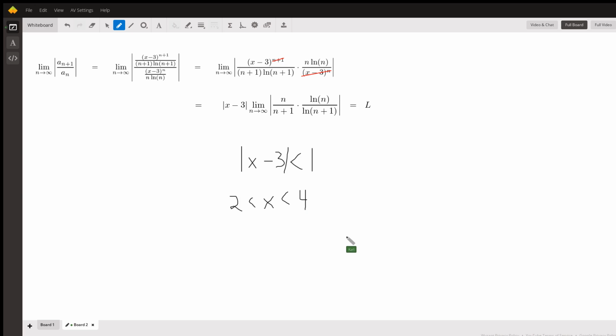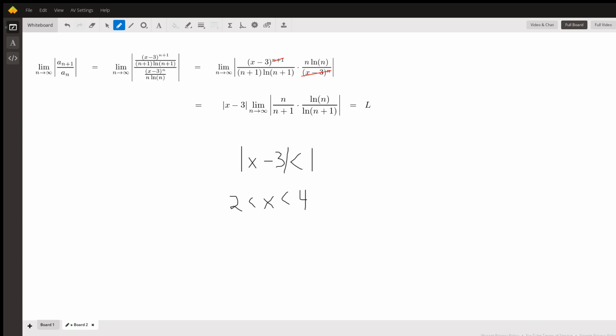Okay. The last thing to do is check these endpoints. And Roger goes into a bit of detail about which test to use in order to see if our series converges at 2 or at 4. Namely, the alternating series test when x is equal to 2, and the integral test when x is equal to 4. Okay, other than that, it's clear we have a center of 3 and a radius of 1.